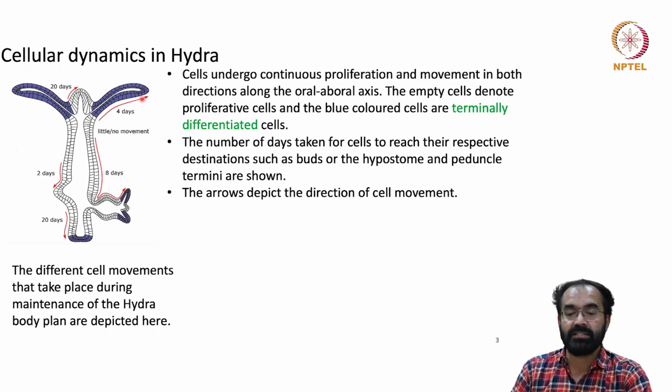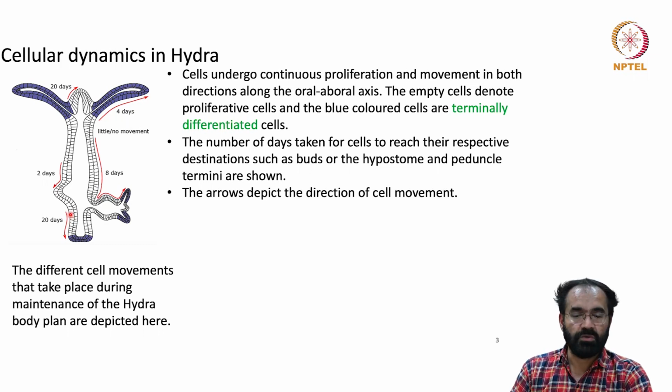Either it will go towards the tentacle region or it will move towards the body region or the basal region, where it will come down, and in this case a new Hydra is being formed, and that is called budding. And here it is trying to make another bud. So this is a special zone, which we call the zone of budding.